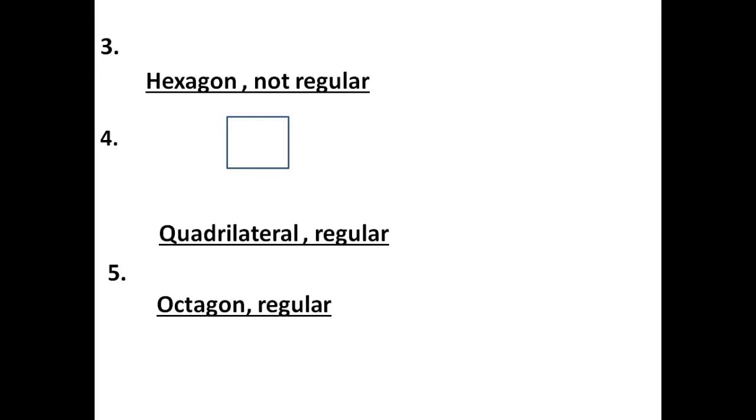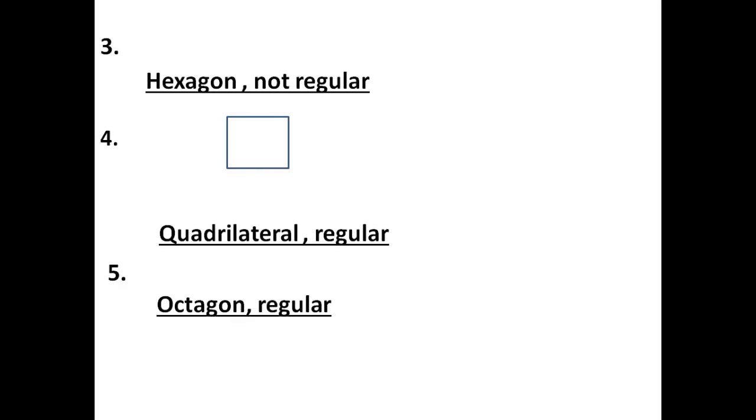And number 3, it is a 6-sided figure. You can count all the sides: 1, 2, 3, 4, 5, 6. 6 sides are there. It is a hexagon, and all sides are not equal. We can say it is not regular. Number 4, it is a square, a 4-sided figure. Any 4-sided figure is called quadrilateral, and all sides are equal, so we can say it is a regular quadrilateral.